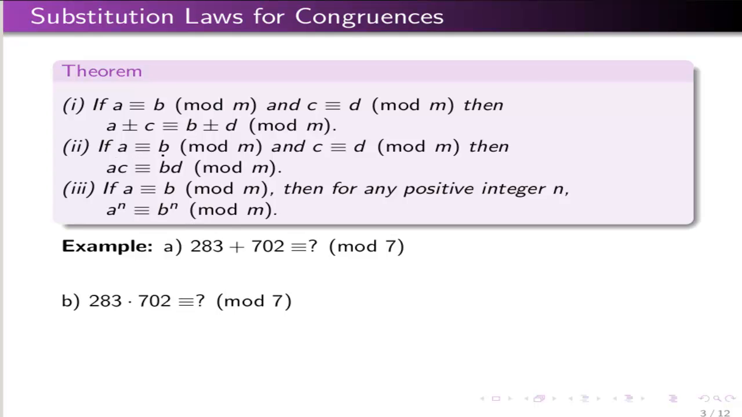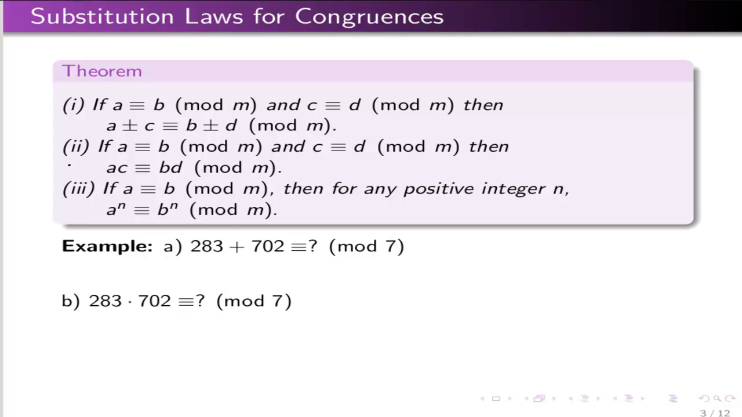If a is the same as b and c is the same as d, then a times c is congruent to b times d. And then by induction, we would have the following. If a is congruent to b mod m, then for any positive integer n, a to the nth power is congruent to b to the nth. After all, a to the nth just means a times a times a times a, and just use property 2 over and over. I would just substitute in b for each one of those a's.